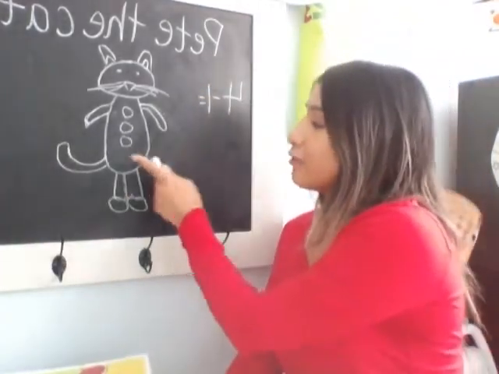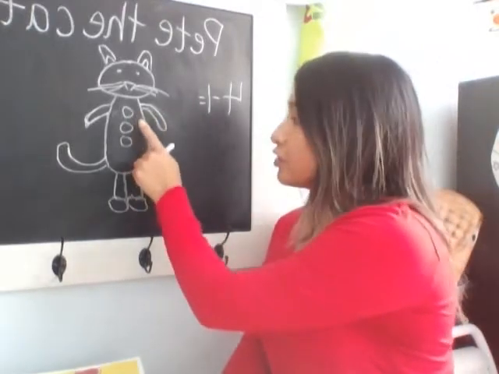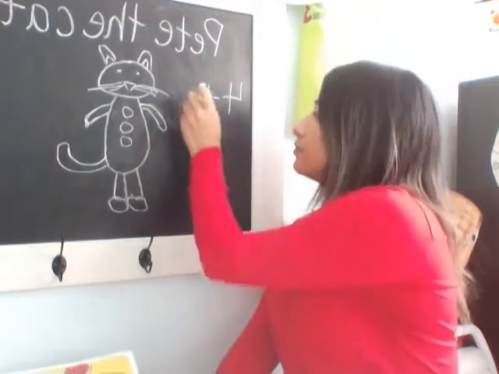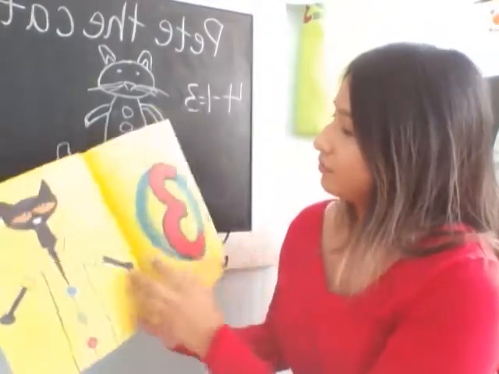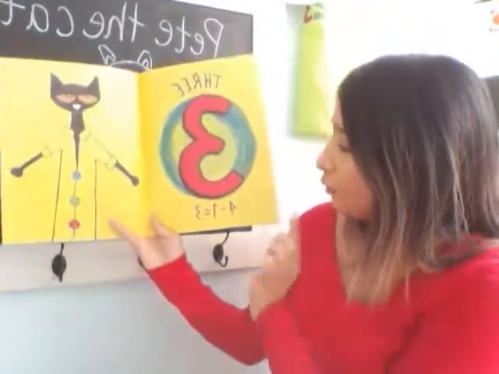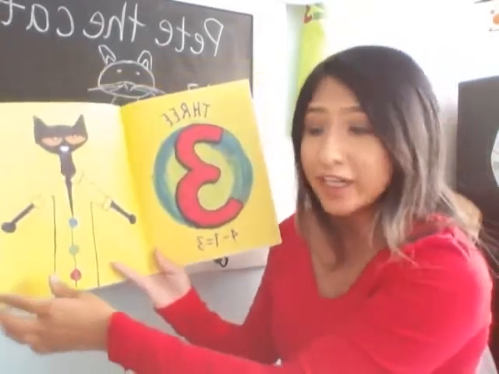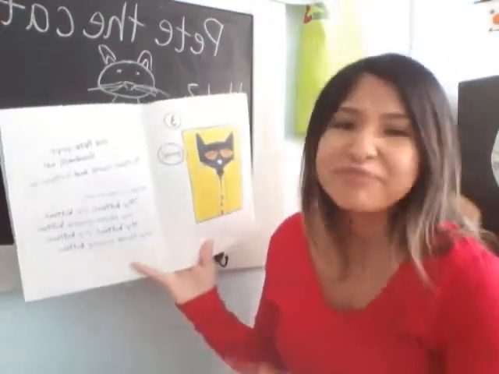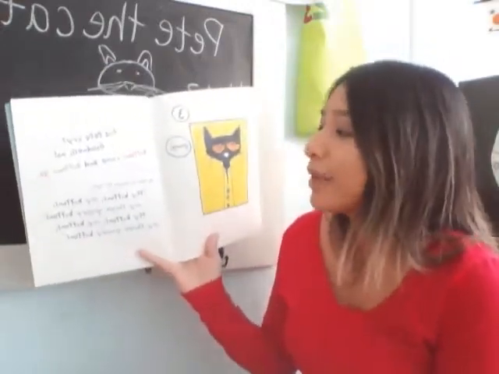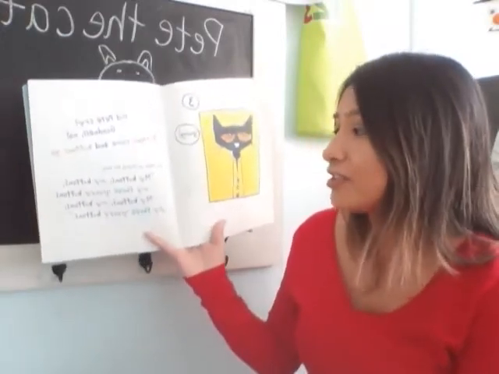Let's see. We already took one away. So let's count. 1, 2, 3. Let's see if we are correct. 3. 4 minus 1 equals 3. Did Pete cry? Goodness, no. Buttons come and buttons go. He kept singing his song.